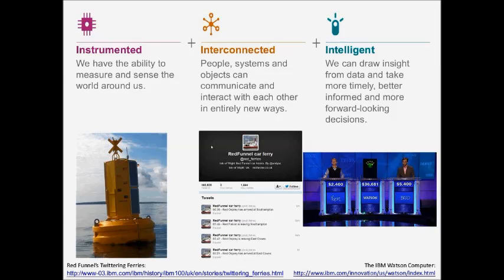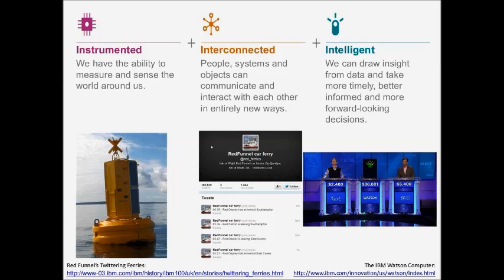Secondly, then, of course, we need to get that data somewhere. We need connectivity. We've seen great strides in connectivity in recent years, but it's still not the case that all cities, all areas have equal levels of connectivity, and there's a lot of work that we need to do on that. And then finally, there's some intelligence to make use of that information.